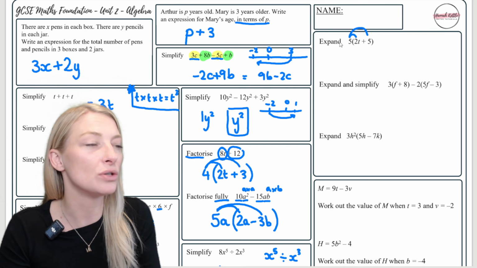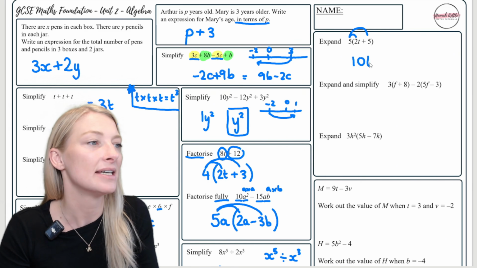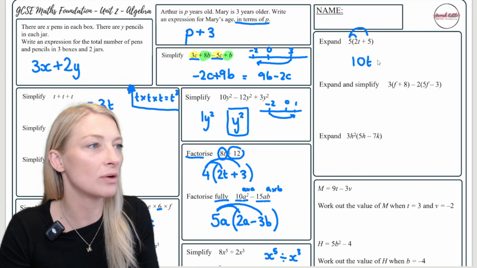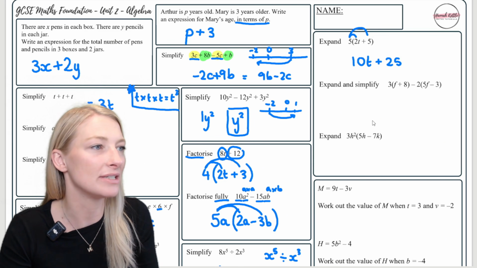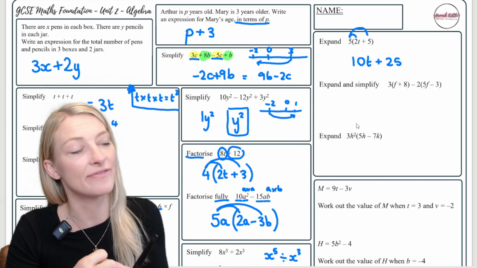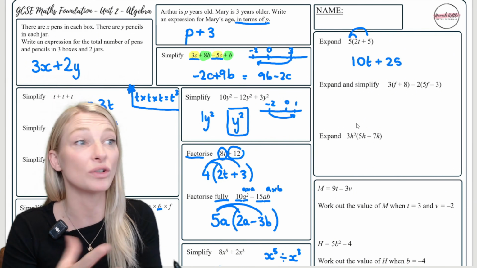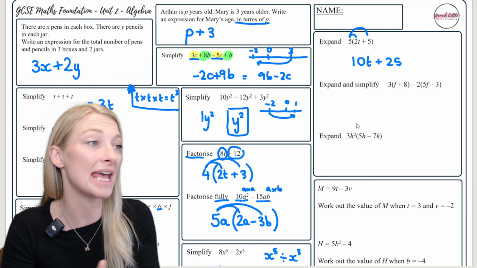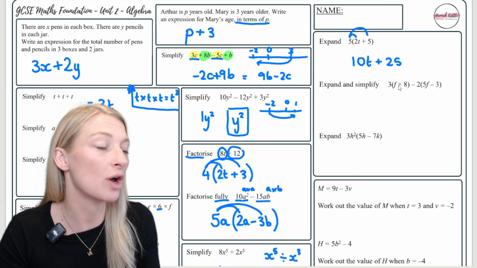So 5 lots of 2t is going to give us our first term. That is 10t. And 5 lots of 5, we're multiplying that together, and that is going to be 25. So 10t add 25. I can't make that 35t or bring them together in any way because they're not like terms. I've got 10 lots of t, so that has the variable t, and then I've got 25, which is just a constant term there. So we can't bring them together.